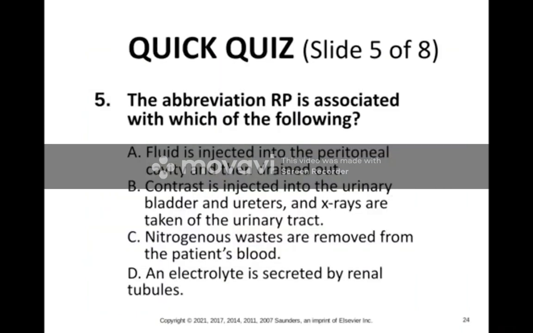Okay, so what does the abbreviation RP, which one is it associated with? Is it when fluid is injected into the peritoneal cavity and then drained out? Is it when contrast is injected into the urinary bladder and ureters and x-rays are taken of the urinary tract? Is it when nitrogenous wastes are removed from the patient's blood? Or is it an electrolyte as secreted by renal tubules? Let's see.